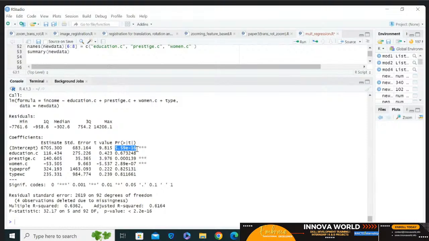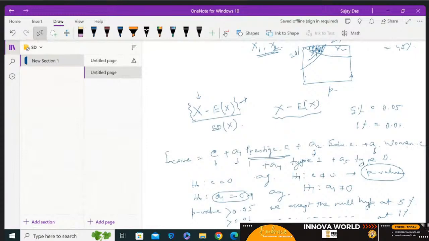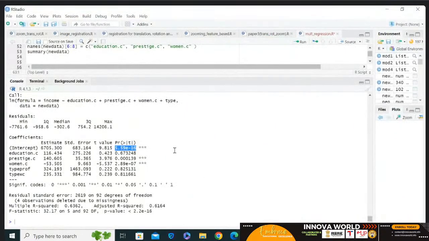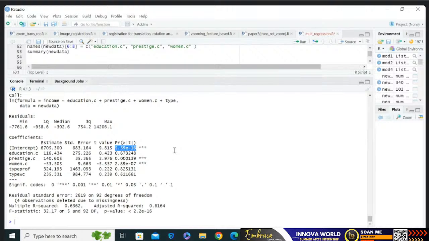In statistics, we do not speak in terms of acceptance. We always speak in terms of rejection. That means either we reject or we fail to reject. So here we are rejecting the null hypothesis, right? Because the p-value is smaller than 0.05 as well as 0.01. Whatever level of significance you take, 5% or 1%, it will be rejected at both levels, right?